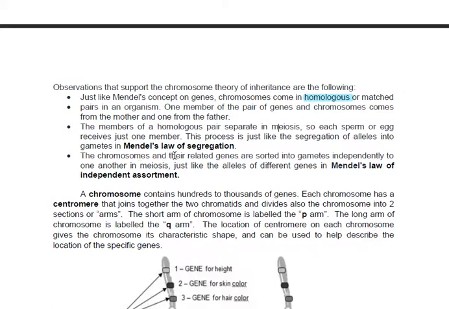So, words to look up just in case you need to recall and remember. You have to remember the segregation. So, Mendel also has the law of segregation, and then alleles, okay, and gametes. All right. The chromosomes and their related genes are sorted to gametes independently of one another in meiosis, just like the alleles of different genes in Mendel's law of independent assortment.